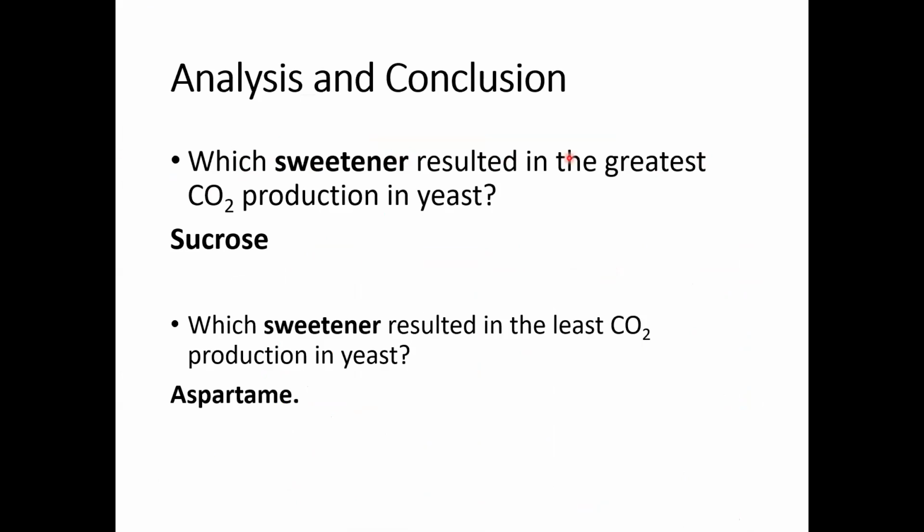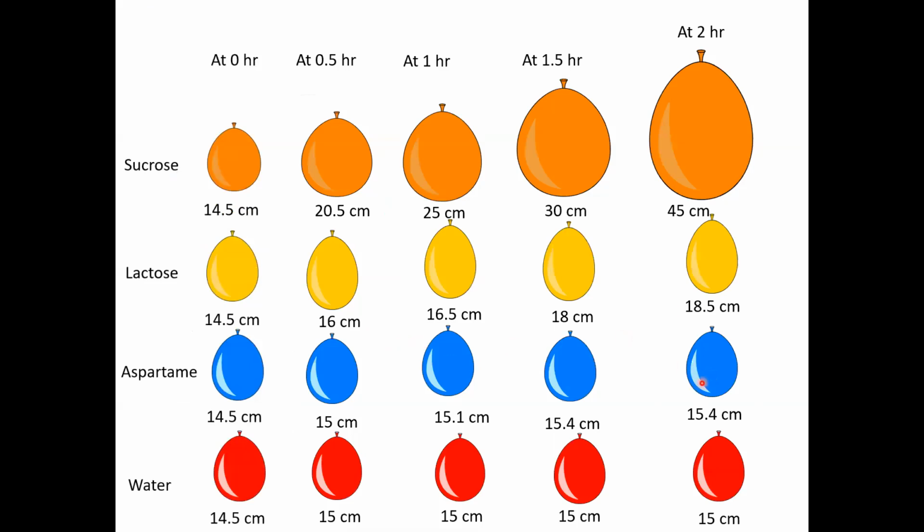So which sweetener resulted in the greatest CO2 production in yeast? Sucrose. And which sweetener resulted in the least CO2 production in yeast? Aspartame. Remember, this was an artificial sweetener, and aspartame is shown here in blue. It does not have glucose in it.